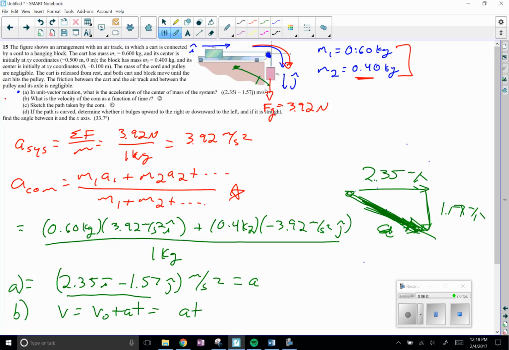And then D asks you to find the angle of that straight path. So just use a little trig and find this angle. It's the inverse tangent of 1.57 over 2.35, and it gives you 33.7 degrees below the horizontal. There we go.